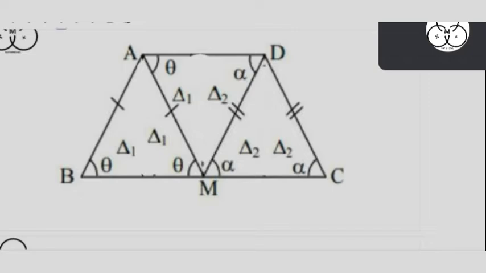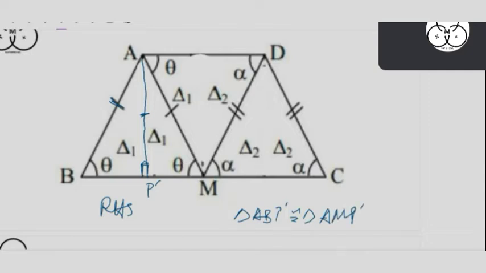This is an isosceles triangle. So if we draw a perpendicular, then the triangles will be congruent to each other. Right angle, hypotenuse and side. By RHS criteria, suppose this is some P dash. Triangle ABP dash is congruent to triangle AMP dash. Therefore, their areas are equal.